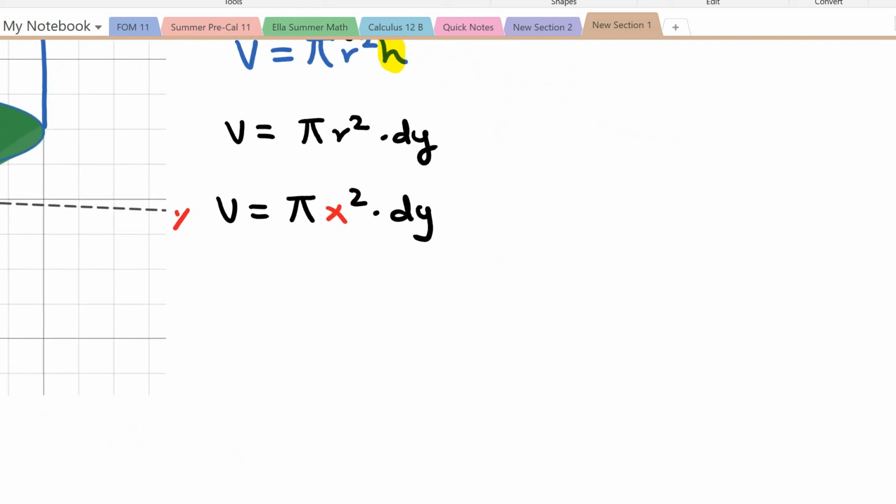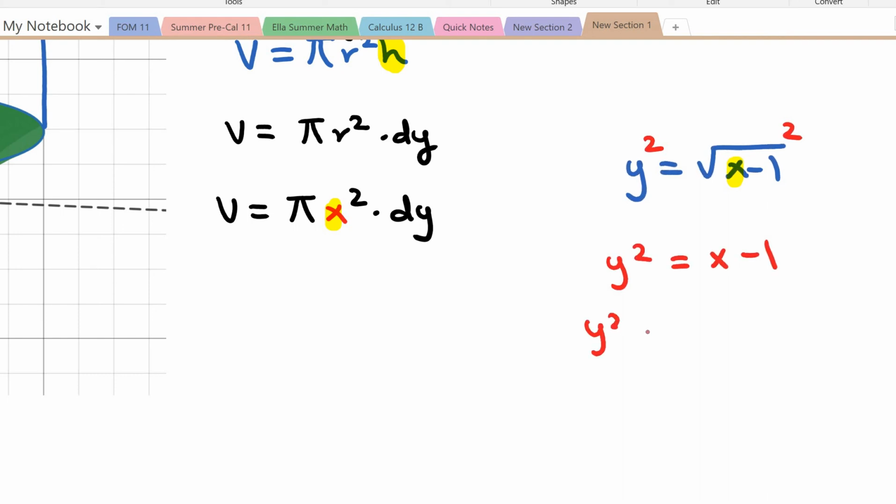Okay, so I'm almost done with my setup here, and the question is, what does x equal? Well, let's get back to our original problem. Our original problem was y equals the square root of x minus 1. So I need to isolate for x right here. And how do I do that? I square both sides. So now I get y squared equals x minus 1. And then I have y squared plus 1 equals x. So this x is going to replace that x right there.